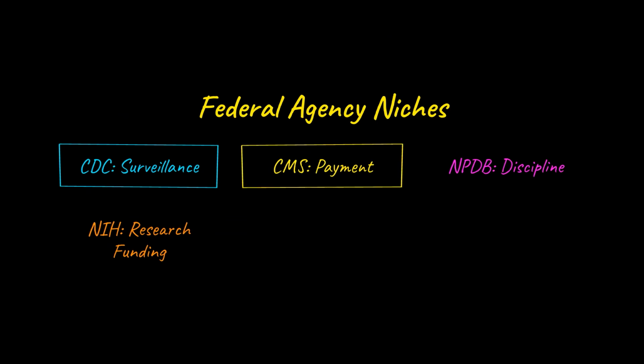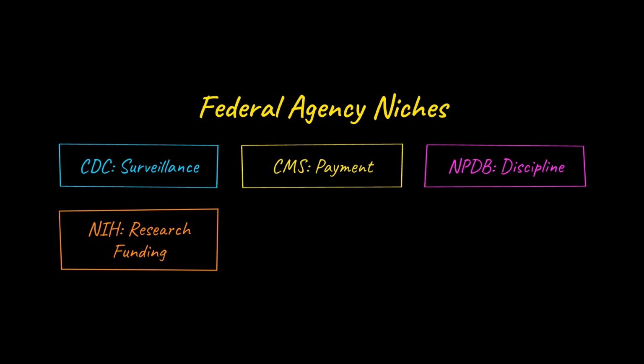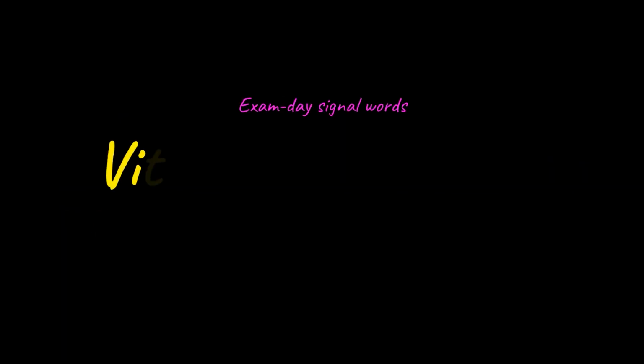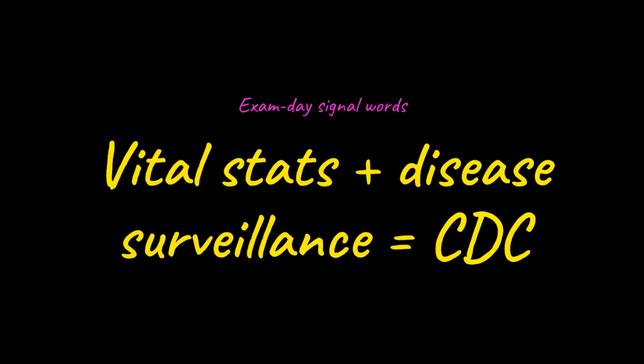It does not. The Centers for Medicare and Medicaid Services owns reimbursement data. The National Practitioner Data Bank owns practitioner discipline, and the National Institutes of Health funds research. Each agency owns its niche. When a question stem mentions national vital statistics, births and deaths, morbidity and mortality, or outbreak investigation, it is pointing at the CDC. Recognizing those signal words and matching them to the right agency is the key skill here.